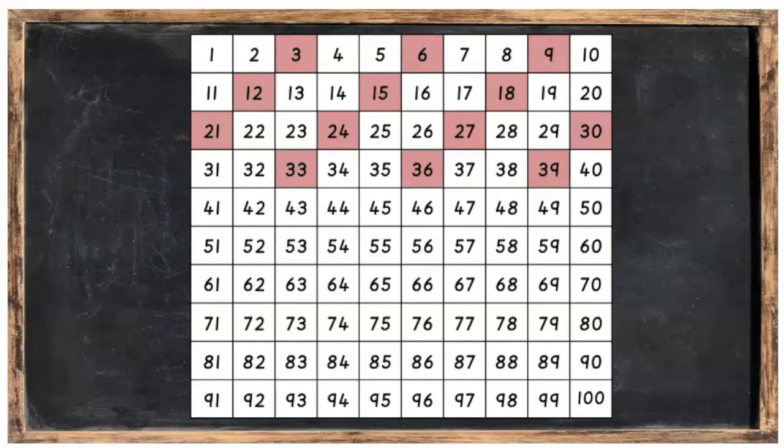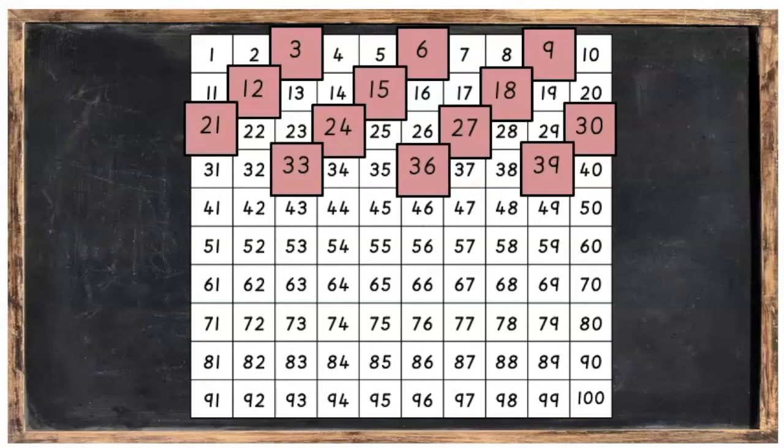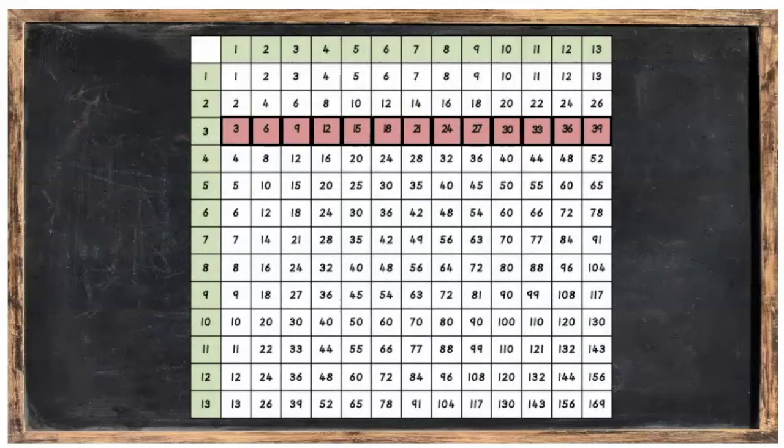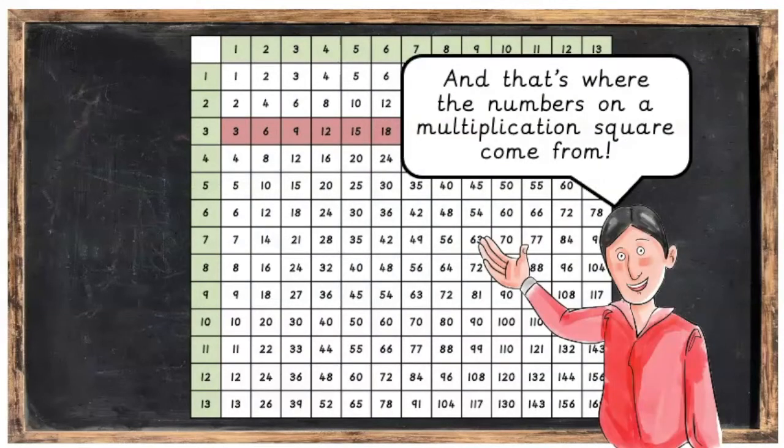We'll stop there because what we're going to do is take those numbers from the 100 square and put them into our multiplication square. And that's where the numbers on a multiplication square come from.